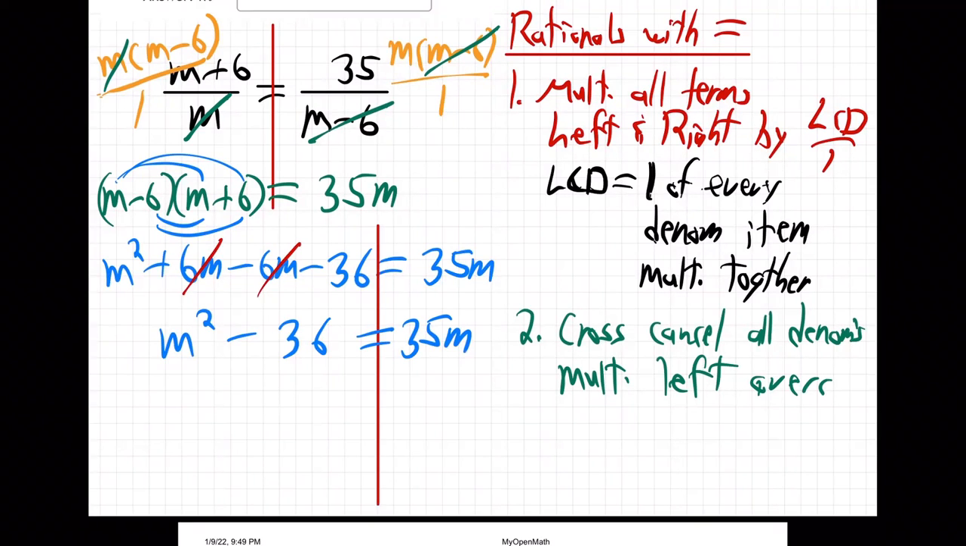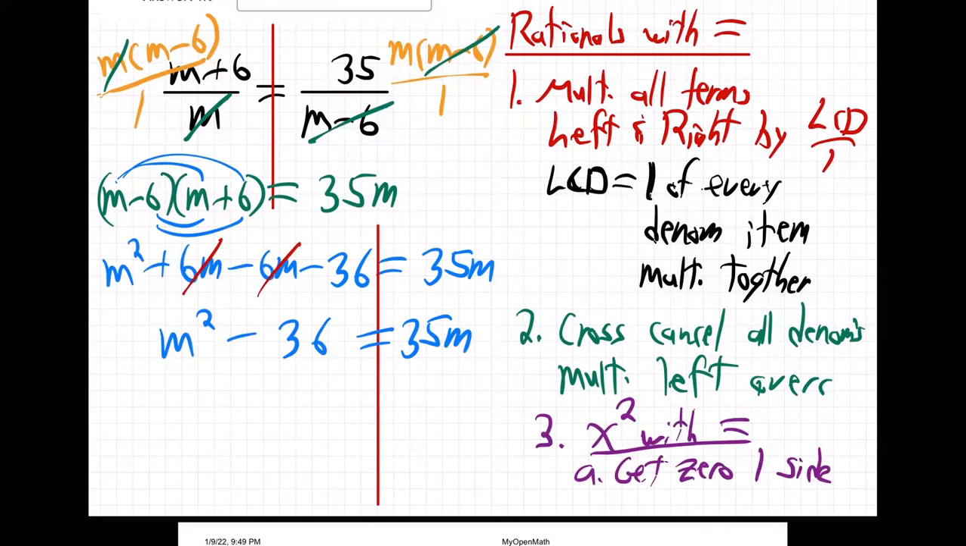Now what? Well, we go into a whole new mode now. Now we say, oh, okay. Step 3. When you have x squared or m squared or whatever with an equal sign, we go into a whole new thing. What do you do with that? Part A, you have to get a 0 on one side. It's been a while, been a chapter or two since we've done this.